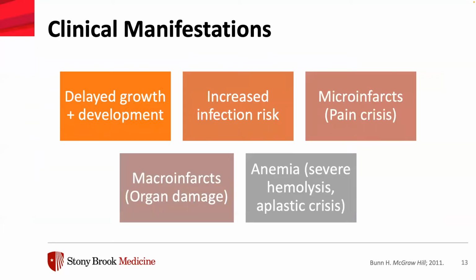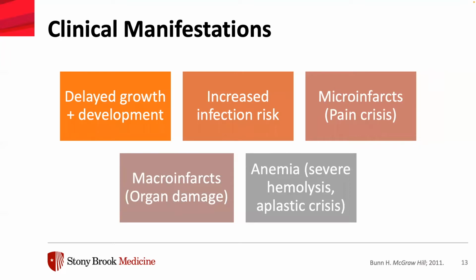So now moving on to clinical manifestations. Among the disease manifestations are delayed growth and development, and this can occur because the red blood cells are less able to provide the body with the oxygen and nutrients needed for growth. Due to these vaso-occlusive episodes, there's a shortage of healthy red blood cells that can slow growth in children. In addition, sickle cells can damage the spleen, increasing vulnerability to infections.